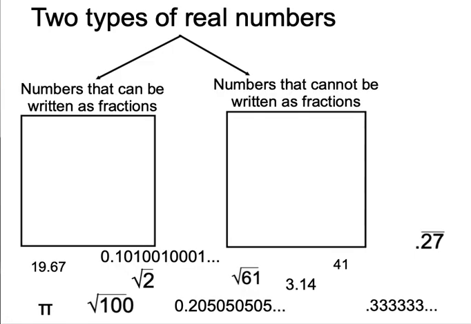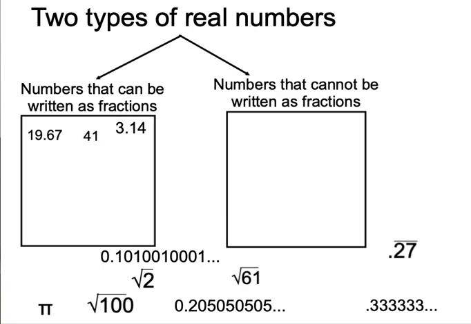Okay, first, we need to understand that there are two types of real numbers: numbers that can be written as fractions and numbers that cannot be written as fractions. Numbers that can be written as fractions include decimals that terminate, like 19.67, and 3.14, which is a good approximation for pi, but isn't actually pi. 41 can be written as a fraction. It's a decimal that terminates.